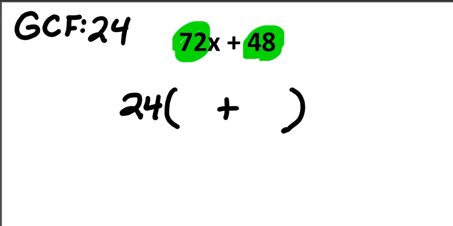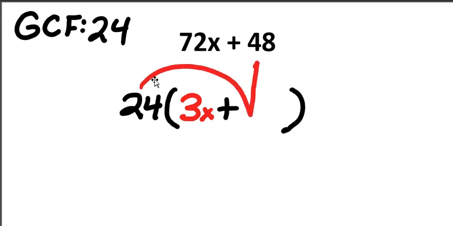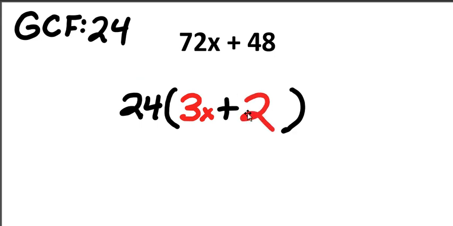All right, so let's take it a piece at a time. 24 times what is 72? Well, it turns out that 24 times 3 is 72. And because there's an x right there, we've got to drop down our x right there. Now, 24 times what is 48? Well, we know that 24 times 2 is 48. So we'll put our 2 right there.